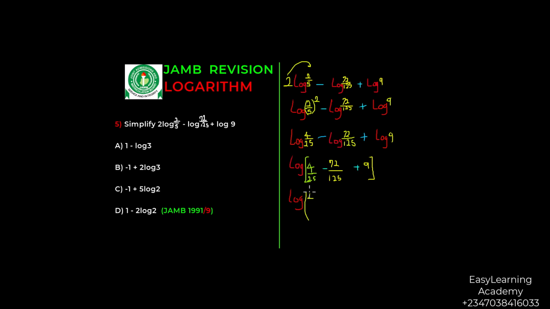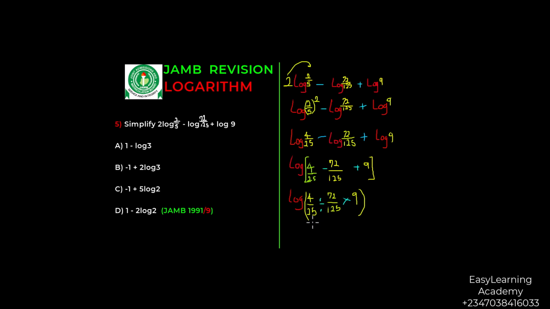So we have 4 over 25, the division sign, divided by 72 over 125. And where we have the addition, we change it to multiplication, so we say times 9. Okay, that is it for that, and we keep solving it.